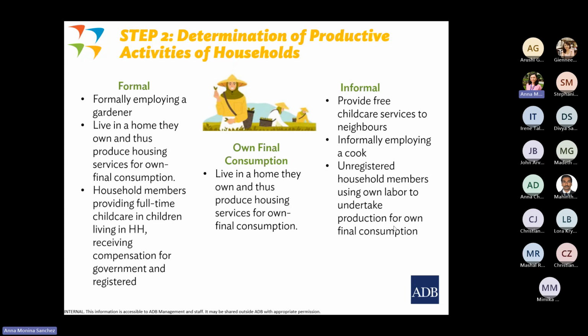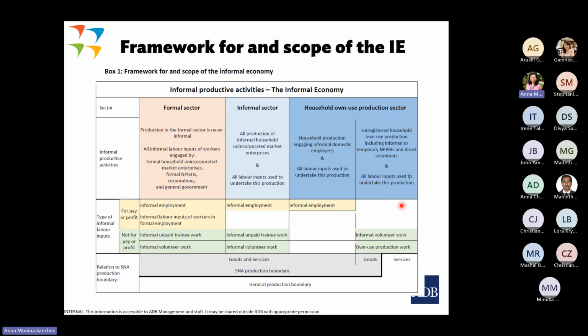So for analyzing the informal economy, it may be helpful to separately identify the production of services by informal or temporary NPISH and direct volunteer work, as well as other informal production of services by households that is undertaken without engaging domestic employees. Okay, so for ease of understanding, we can summarize what we've discussed so far through the framework provided in the next slide. Right? So we have a framework here on the scope of the informal economy.